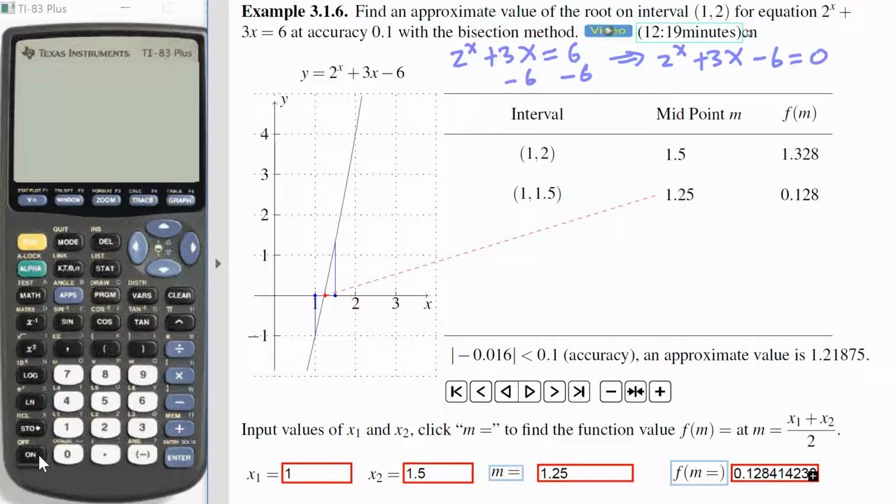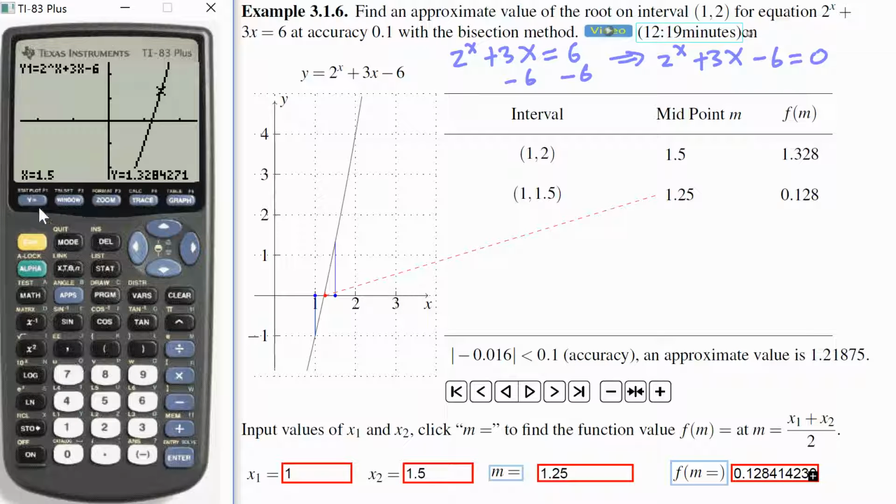You may also turn on your calculator. You see the calculation is right here. You may input 1.25, hit the enter. That's the same thing as 0.128. Again, this value is closer to 0.